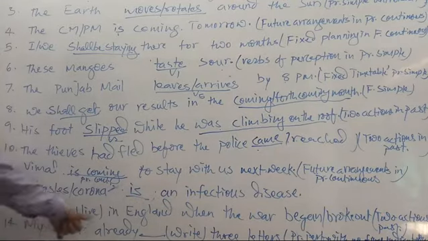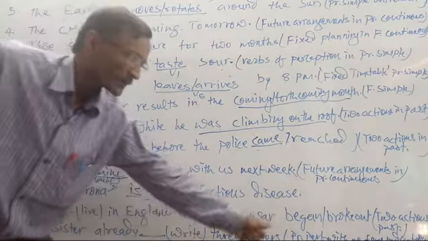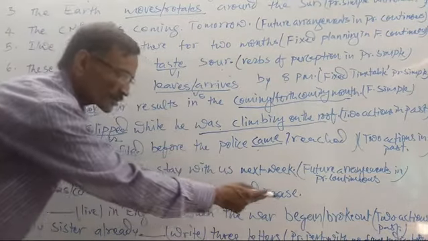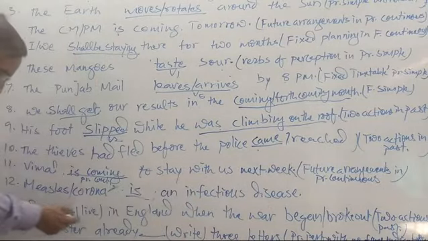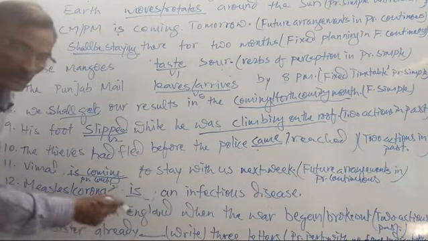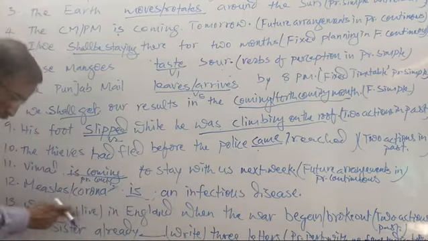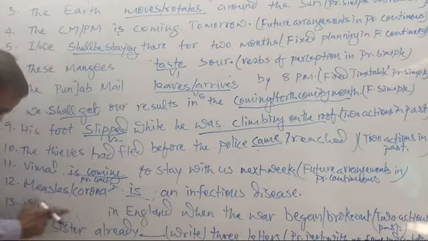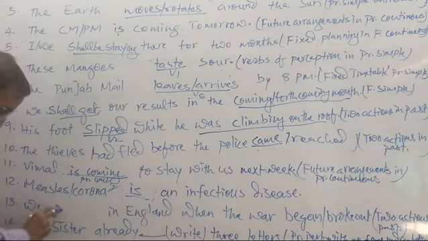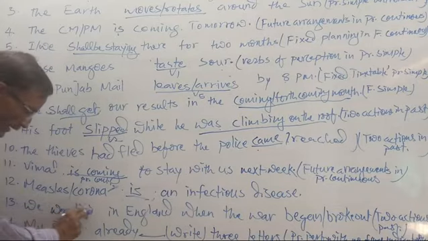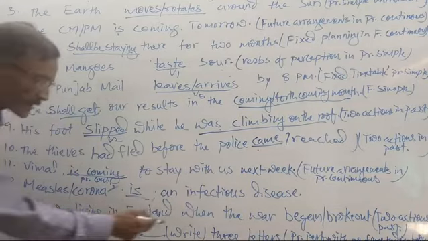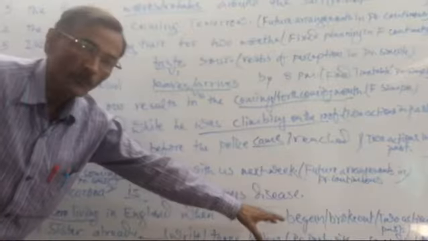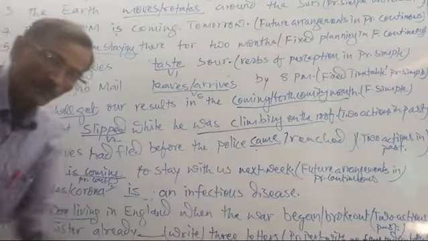Here we dash lived in England when the war began. Again two actions in past, and the longer action was our living in England. So we have to take the past continuous verb here. We were living in England. We were living in England when the war began or broke out. So the breaking out of war is the new action, so it is kept in V2.